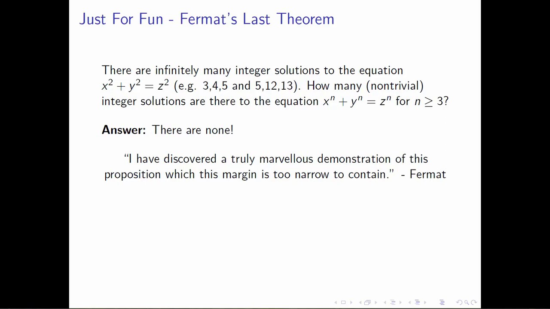So he realized that there were not any non-trivial integer solutions to the equation x to the n plus y to the n equals z to the n. He seemed to think that he had convinced himself that this was true, that his proof was truly marvelous, but it was just a little too long for the margin of the book. And not being a professional mathematician, why would he bother to write it up? He convinced himself it was true, he had the proof, it was in his head, and that's all he really needed.